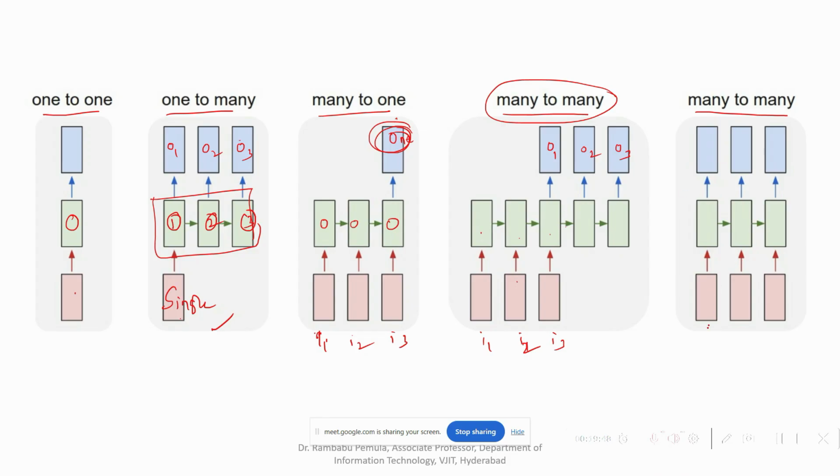One more thing: after reading input 1, input 2, input 3, simultaneously we are going to generate the output after reading each input. So this is also one type of many-to-many recurrent neural network. These are the different types of RNN models.